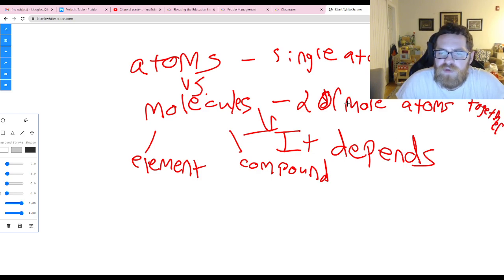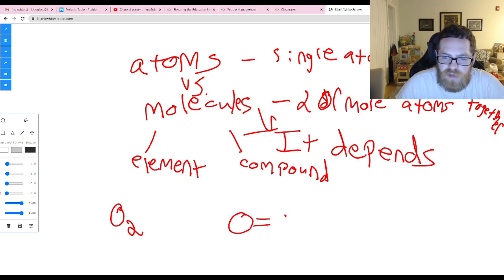Notice the distinction between this and a compound. A compound is two or more different types of atoms together. This is just two or more atoms. So all oxygen appears to us as O2. The atom, or the molecules, look like this.